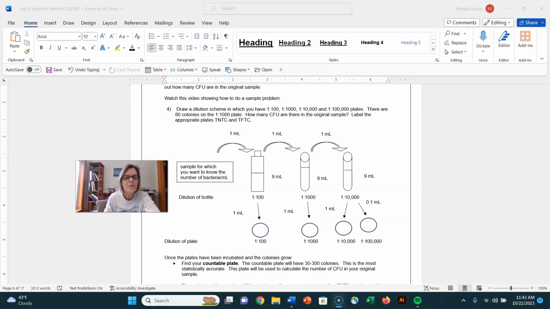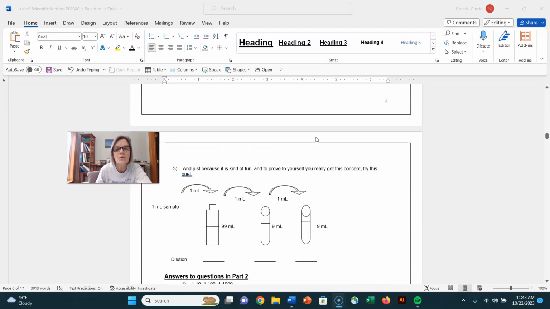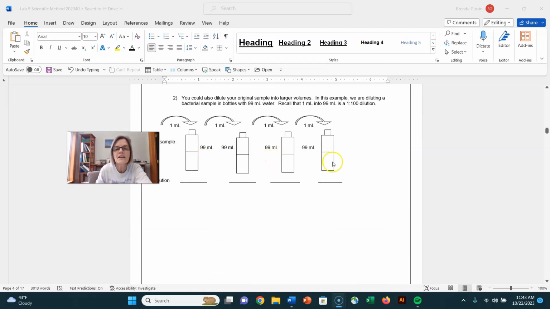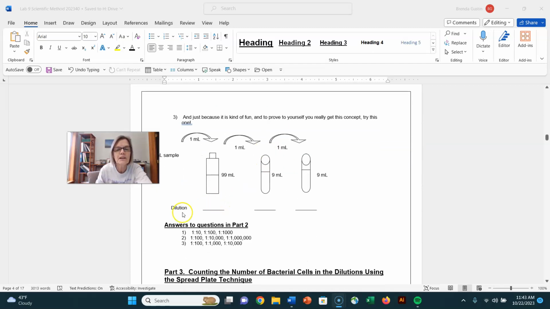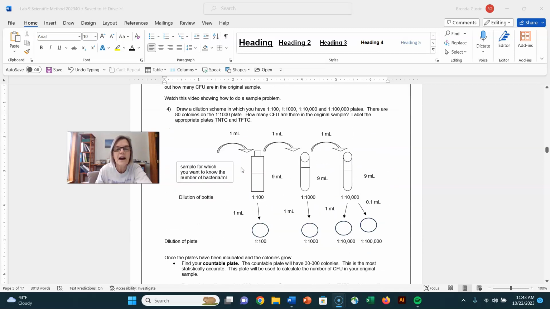Hi everyone. I wanted to talk you through how to do this problem that I have in the lab handout. Here it says draw a dilution scheme in which you have 1 to 100, 1 to 1,000, 1 to 10,000, and 1 to 100,000 plates. In the previous questions, we were just doing the dilutions, and you were putting down the various dilutions. So you're just going to do that again.